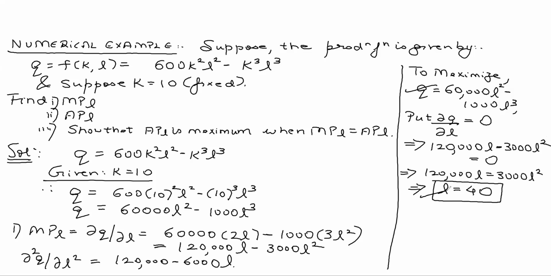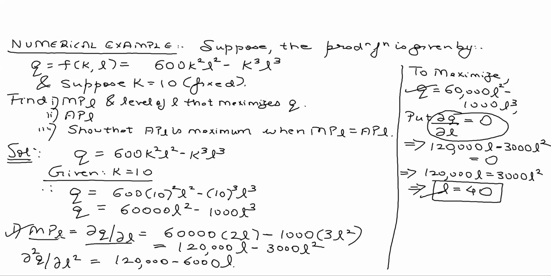So this was not asked in the question, but I have done it additionally to explain to you all. Suppose they ask you: find MPL and the level of L that maximizes Q. So we found out MPL. How do we maximize Q? Put the first order derivative del Q by del L equal to 0. Del Q by del L is nothing but MPL, which is this. Put it equal to 0, you get L as 40.